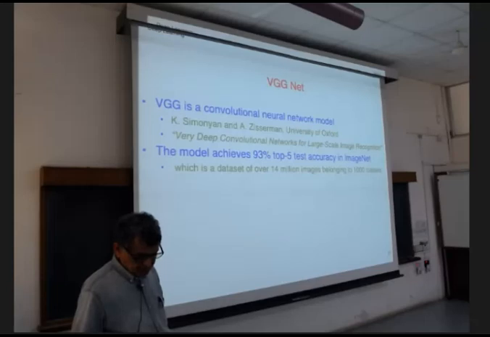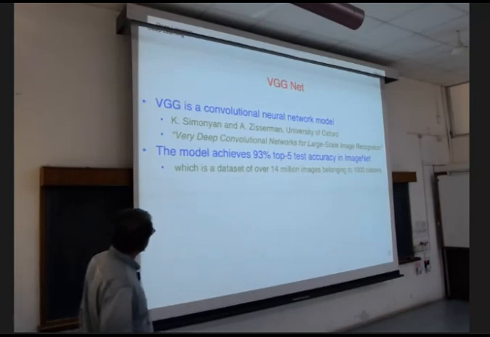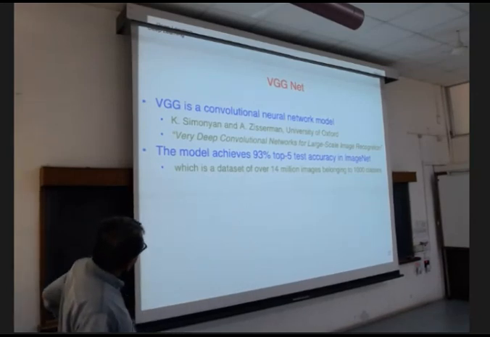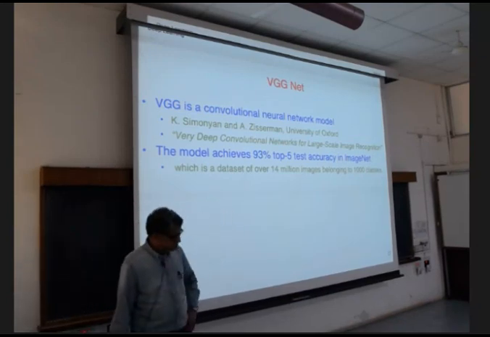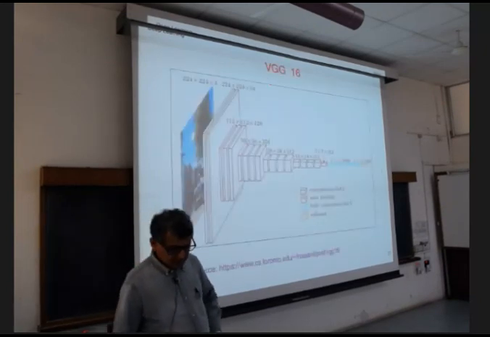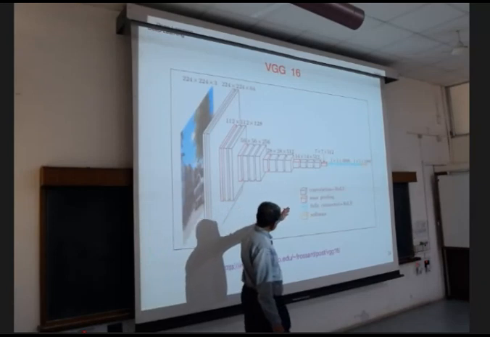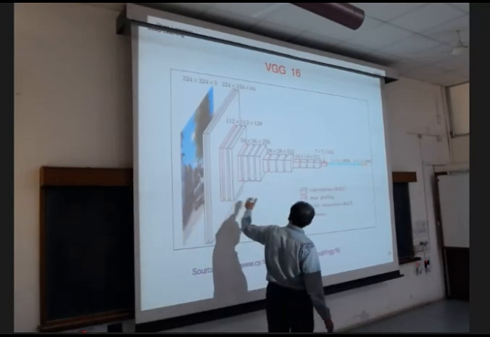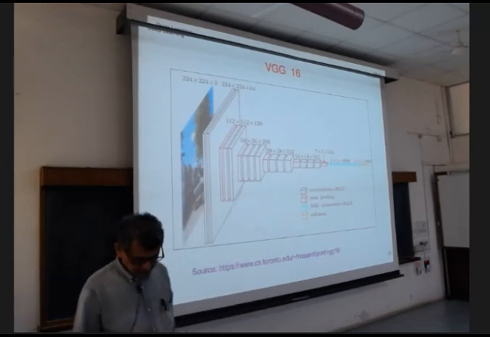A particularly famous one, a lot of students seem to say, I am using VGGNet to solve my problem. This seems to be a popular one. The convolutional neural network model, very deep convolutional networks, achieves 93% in top 5 tests in ImageNet, which is a data set of over 14 million images belonging to 1,000 classes. So this is a proven architecture available widely. And what is that architecture here? It seems to be a combination of convolution, max pooling, fully connected, softmax. So this is a kind of design that seems to work well.